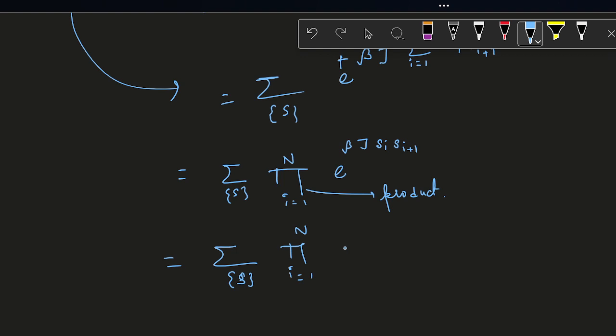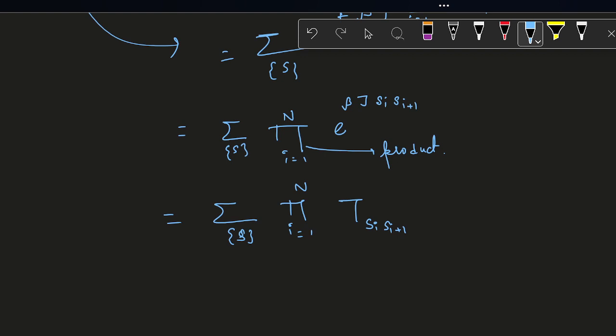This looks familiar with your transfer matrix element for the spins Si and Si plus 1, because you wrote down T_mn equal to e to the power of plus beta J m n if your spins are m and n. Similarly, if your spins are Si and Si plus 1, then you can write your transfer matrix element for that as e to the power of plus beta J Si Si plus 1. So that is what we have done here.